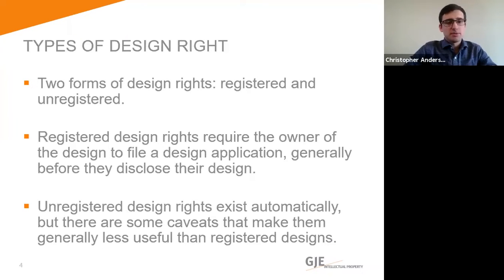So as mentioned before, there are two main types of design right, and these are registered and unregistered. We will look at these in much more detail later on in the talk, but very briefly, registered design rights require an owner to file an application at an intellectual property office, usually before their design is disclosed, whereas unregistered design rights are a type of right that exist automatically, as long as the circumstances qualify the product for unregistered protection. But as we will see later, there are a few caveats that generally make these less useful than their registered counterparts.